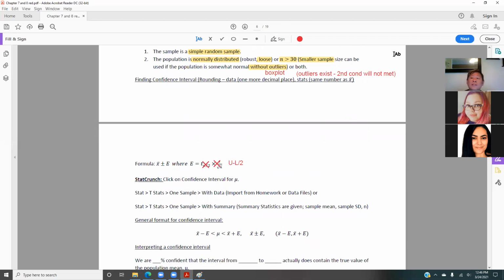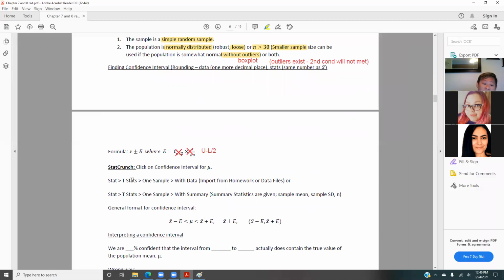So how do you use your StatCrunch to do this? In order for you to use StatCrunch to do this, you have to go to T Stat, One Sample. Now you've got two choices: either you do With Data or With Summary. So what is the meaning of With Data? With Data means that your data is given to you, or the data files like the bears or your homework, when you import all your data into your StatCrunch. That means you have to do it under With Data.